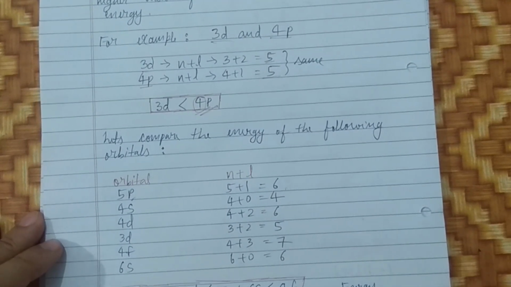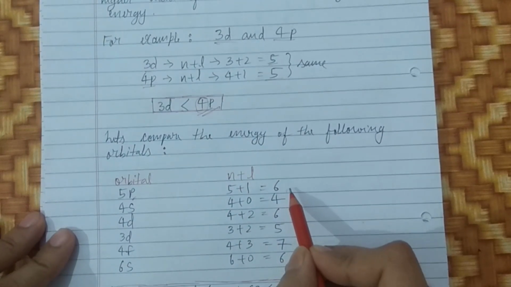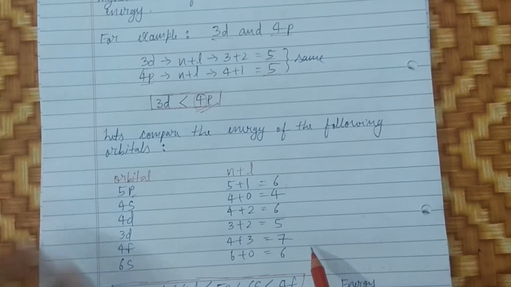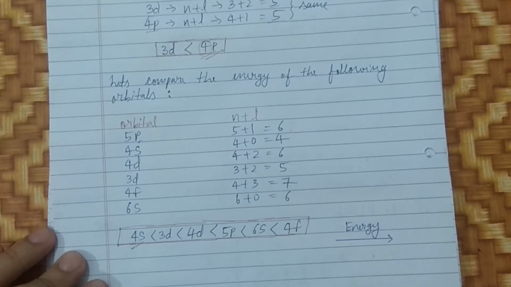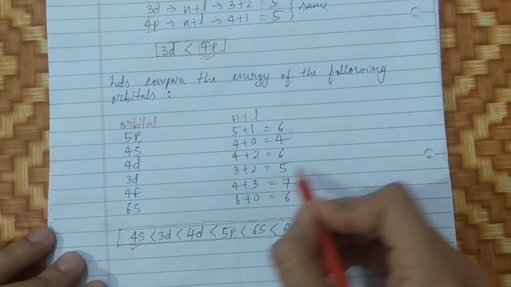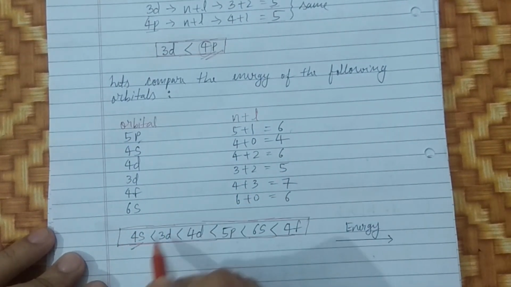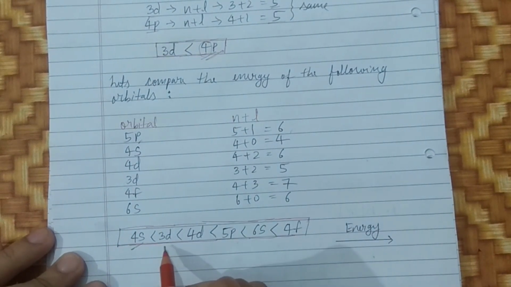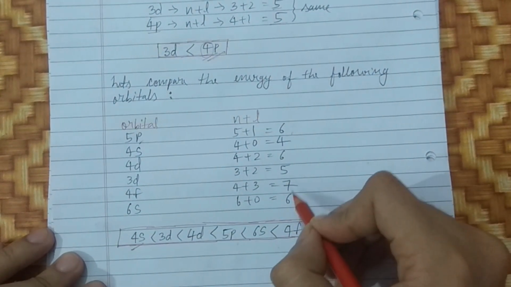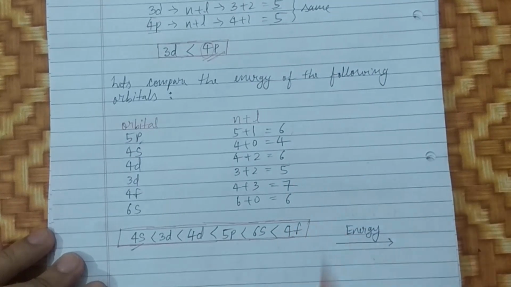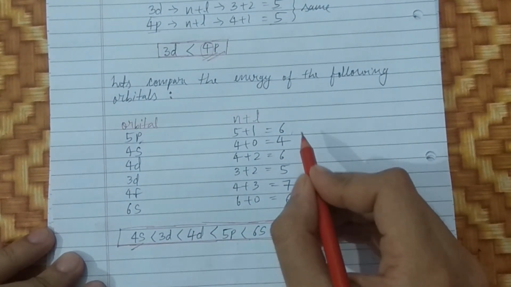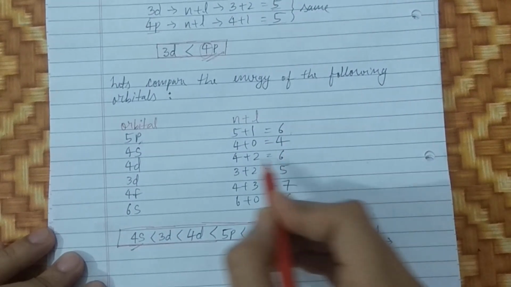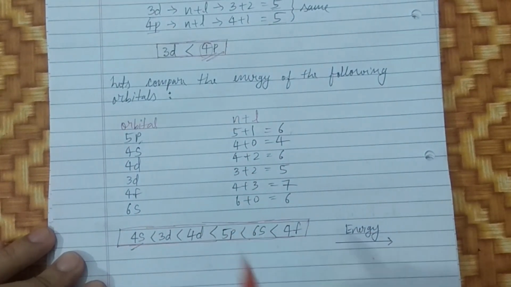So as you can see, these are the values of n plus l for these orbitals, and the lowest is 4, which is the 4s. That's why the lowest in energy will be the 4s orbital. The next is 5, and 5 is 3d. So the next in energy will be 3d. Now the next is 6. There are three such orbitals having n plus l equal to 6: 5p, 4d and 6s.